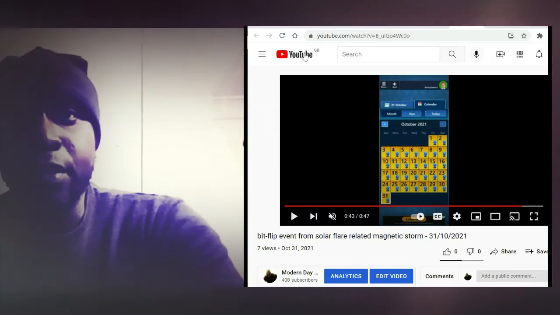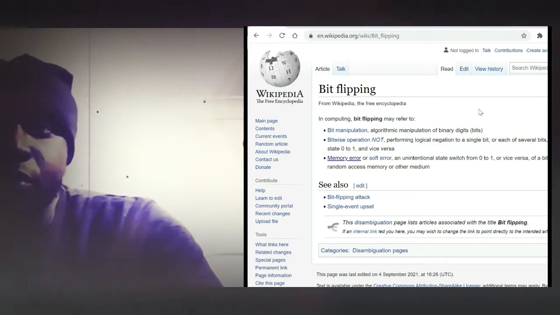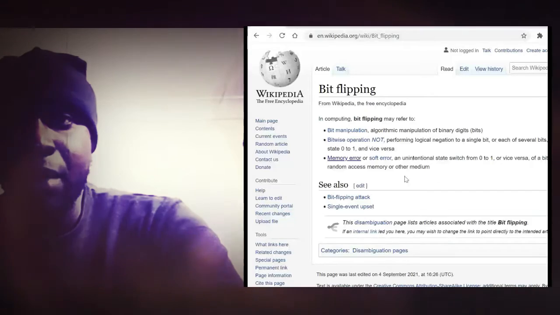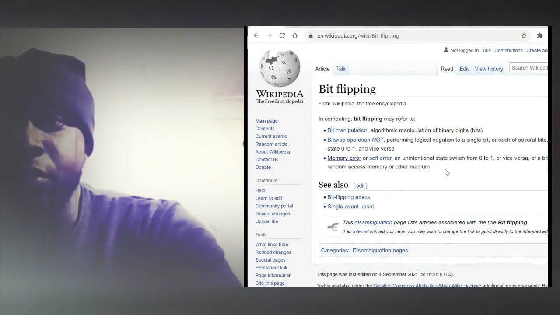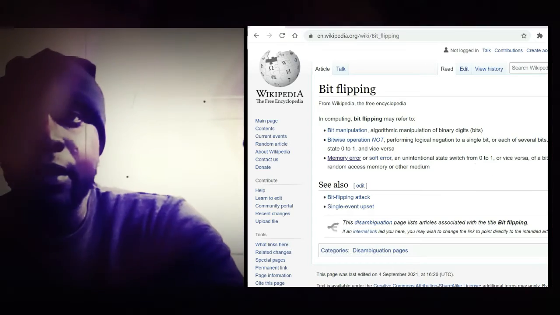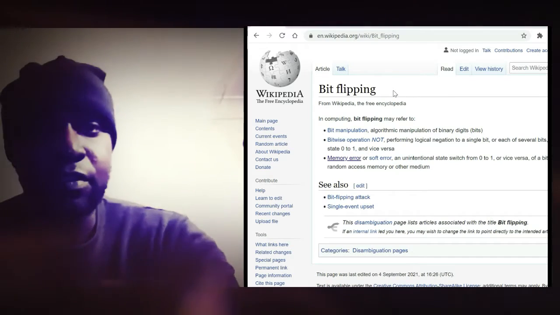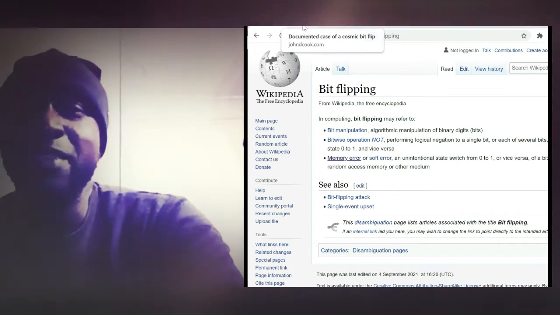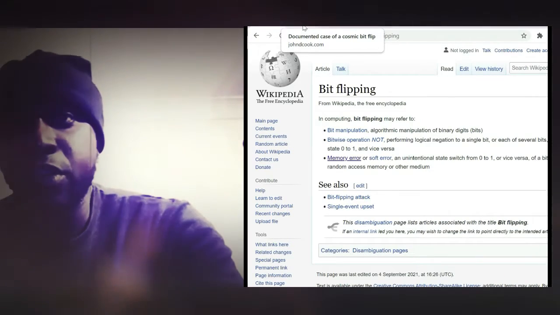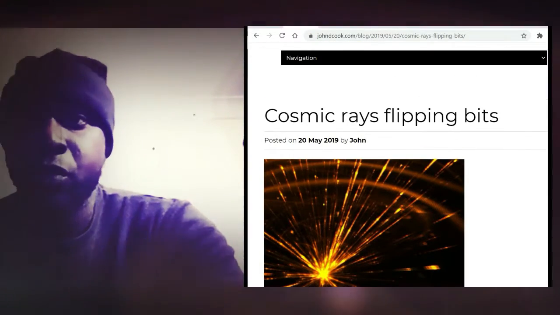Now, what a Bitflip is, I'll show you. Bitflipping is, with respect to this talk, a memory error or soft error, an unintentional state switch from 0 to 1. This is just a Wikipedia definition. It's entertainment, but it's very brief, and obviously there was an example which I'll show you now, of a cosmic ray Bitflip.